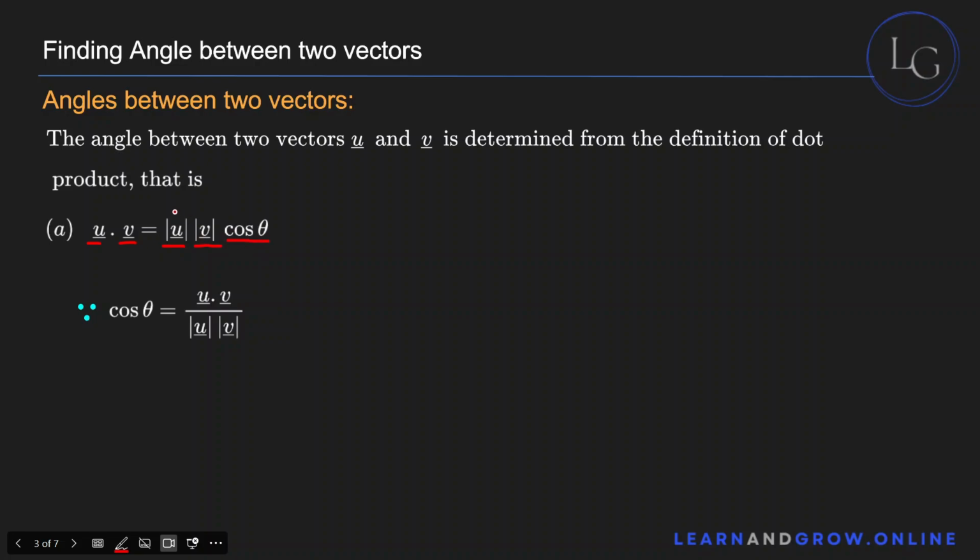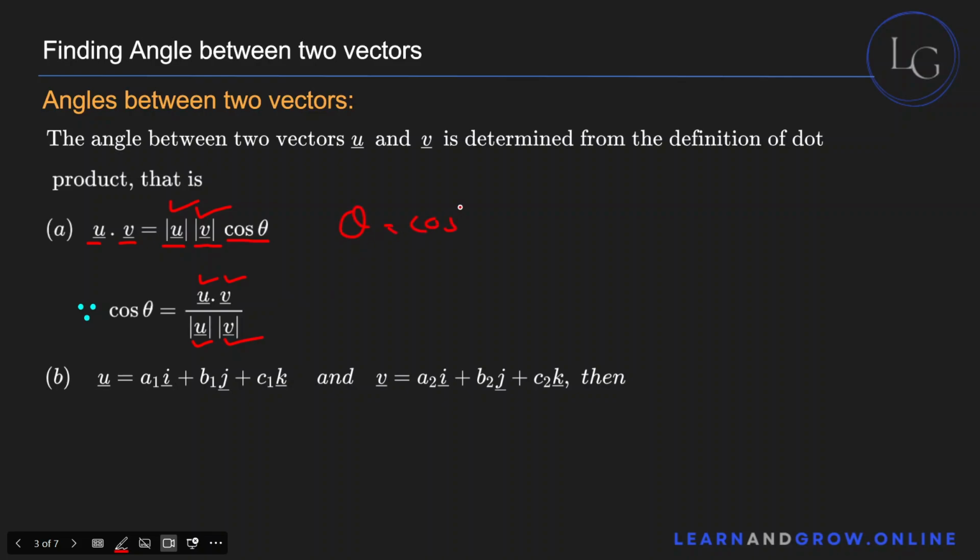So once you take these two terms, the magnitude of u and v, to the left hand side, it goes to the denominator, right? So cosine of theta is equal to u dot v divided by the magnitude of u divided by the magnitude of v. And that's how you can find theta, because you can find theta by just taking the cosine inverse of u dot v over magnitude of u into magnitude of v, right?